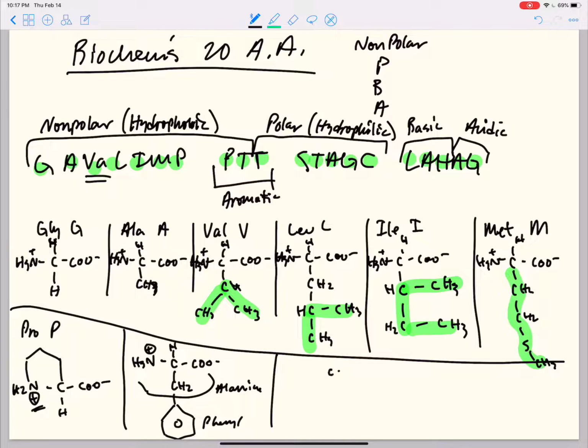Next we have tryptophan. So tryptophan is the one that no one likes, and it's really not that bad. So we're going to have a CH2 here. We're going to have 2 ring structures down here. And it's going to be one that you just have to practice until you know it just like the back of your hand. So there's a nitrogen here, and there is a double bond here.